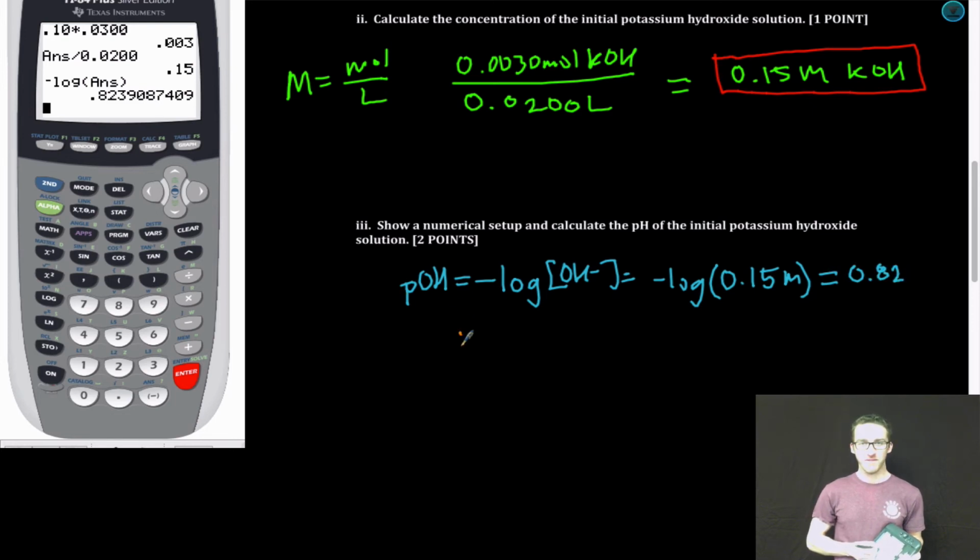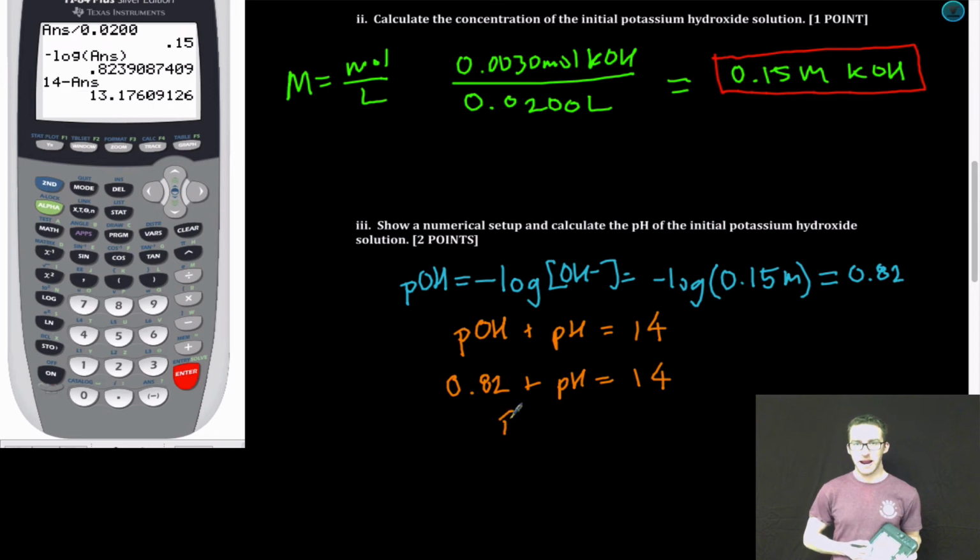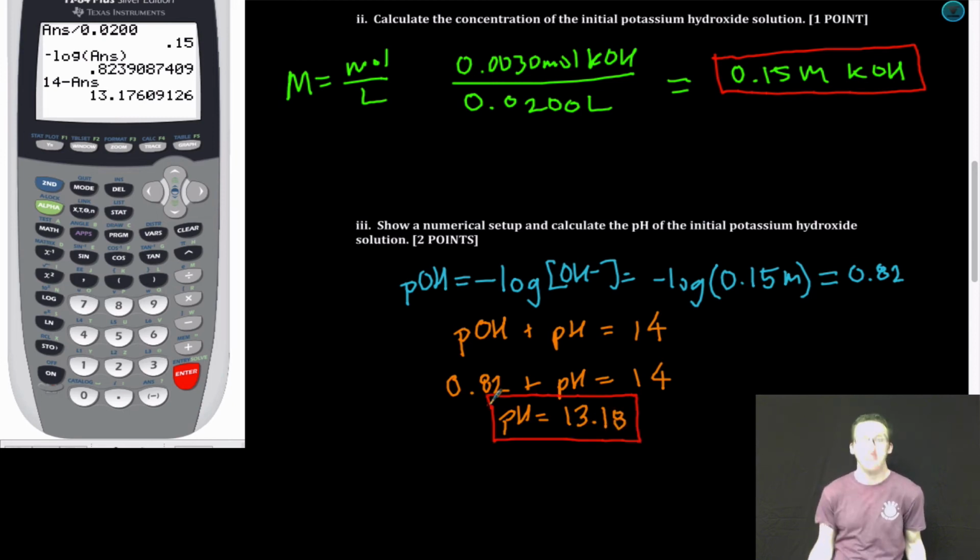Then keep in mind the following relationship between pOH and pH. They sum together to equal 14. So if I know the pOH is 0.82 and the pH is what I'm looking for, all I have to do is subtract my pOH from 14. So the pH of my solution, initially, 13.18. Boom.